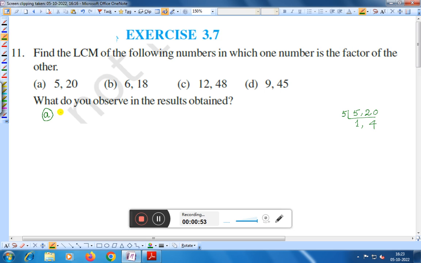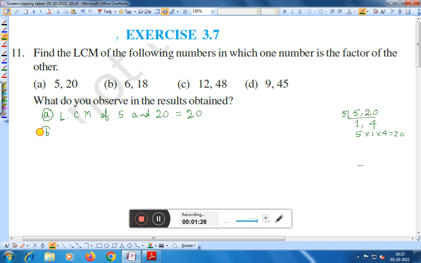Therefore LCM of 5 and 20 is equal to 5 into 1 into 4, which is equal to 20. 20 is the LCM. Therefore, we got the answer as 20. Right? Now, question number B.